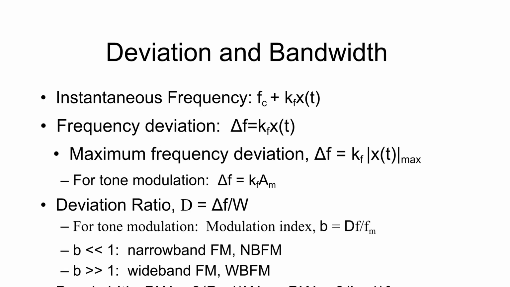The deviation ratio D is delta F over the bandwidth W. The modulation index beta is delta F over fm. These ratios define narrowband FM when beta is much less than 1, and wideband FM when beta is much greater than 1. Bandwidth is approximately 2 times the sum of D and 1, times W.